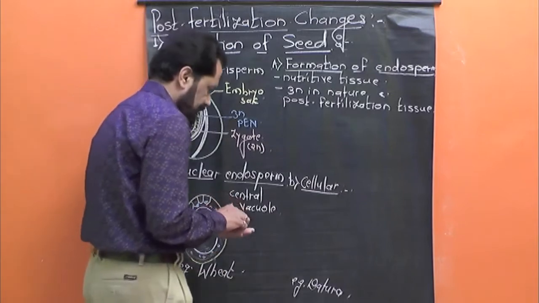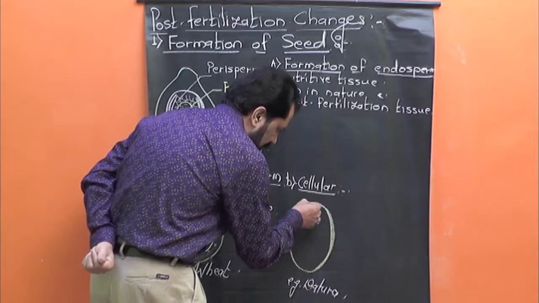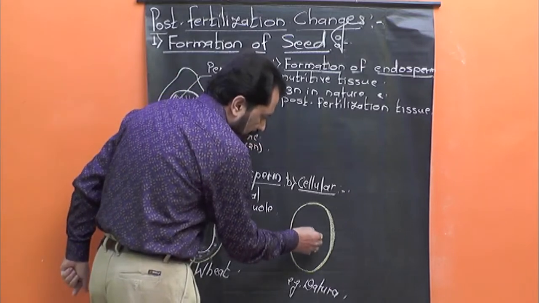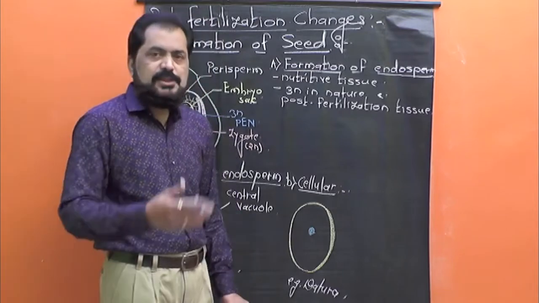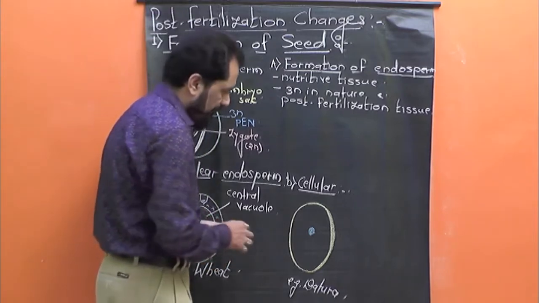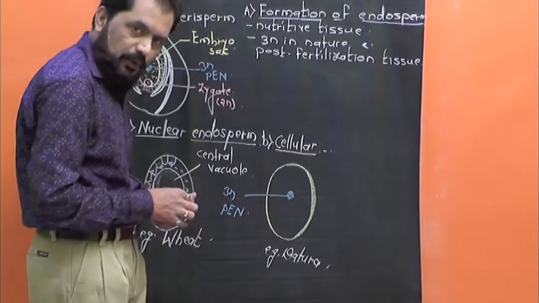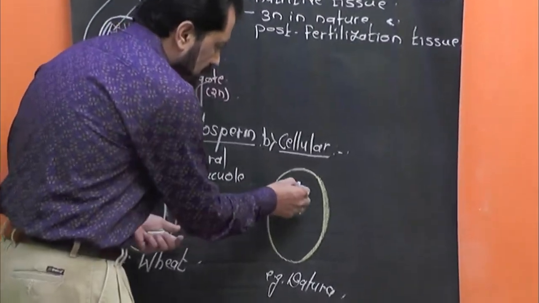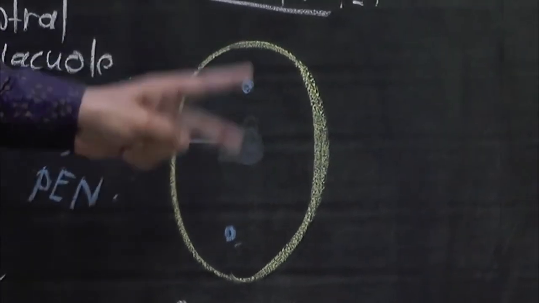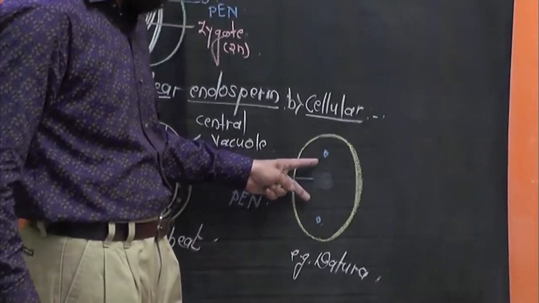In cellular endosperm, the triploid PEN divides mitotically, and this nuclear division is immediately followed by cytoplasmic division. Let me show in the diagram. Here is the triploid PEN, and this triploid PEN undergoes karyokinesis to form two daughter nuclei, and after the formation of two daughter nuclei, immediately there is a formation of cell wall in between the two daughter nuclei.